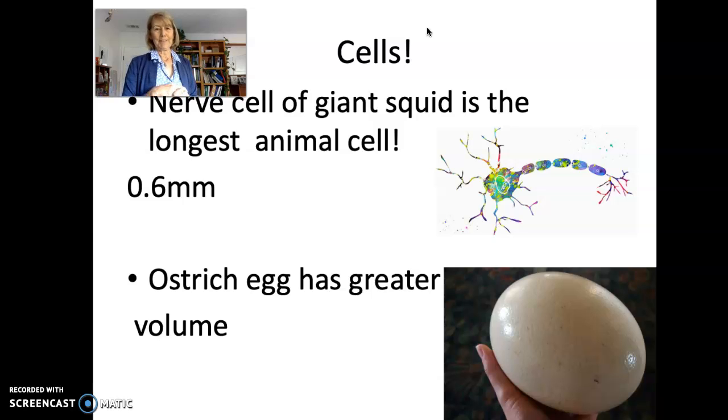And then I always like the ostrich egg because it has the greatest volume. It's so big. I had to buy one once. I had an ostrich egg. They're just impressive to think that it's just one cell.